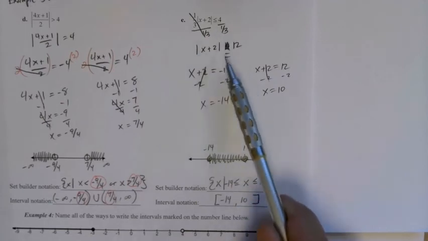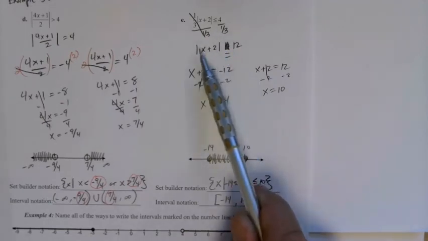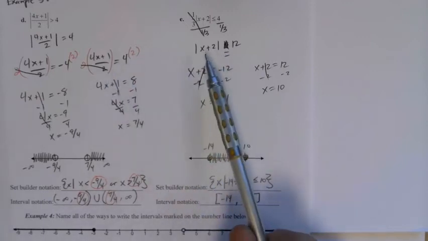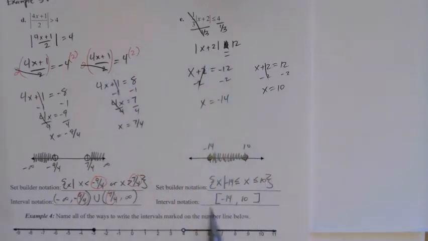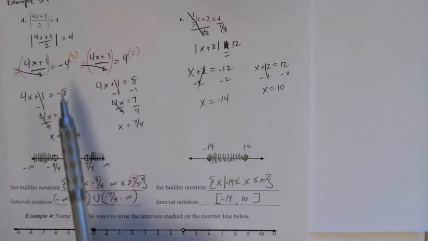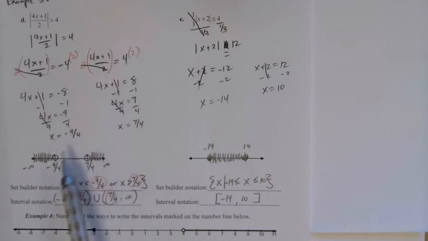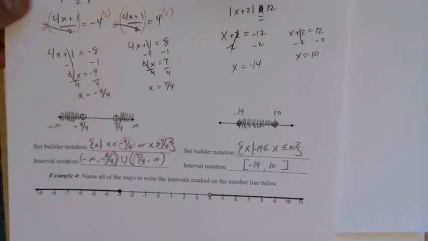Whenever you have a less than, once you've isolated it, wait till you've isolated it to make the judgment. Once you have a less than, you know that this is what your solution is going to look like. Once you have a greater than, and again, wait till you isolate it, you know your solutions are going to look like this.